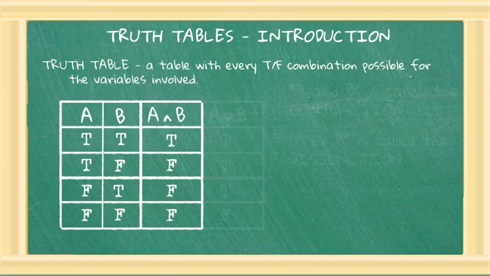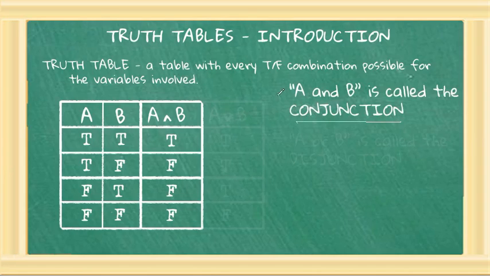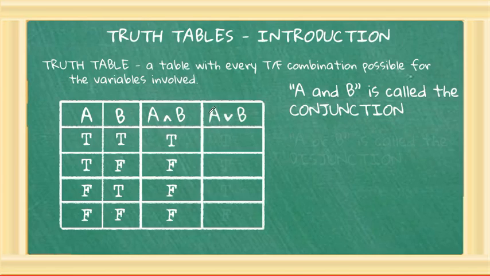Now actually, this is called the conjunction. The A and B statement, we call that the conjunction of A and B. Now let's move on to A or B. That V shape represents or, and that means either A is true or B is true, or possibly both.